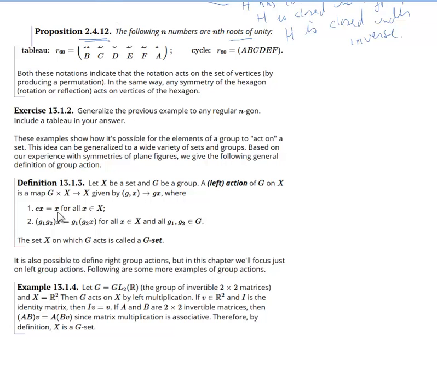Let's look at this one by one. So we have H here. The three things we need to show are that H has the identity, that H is closed under the group operation, and that H is closed under inverse.